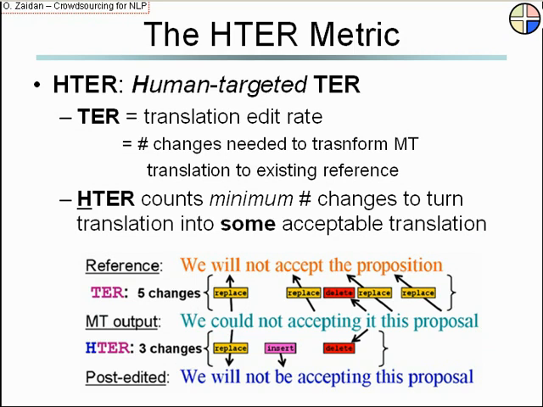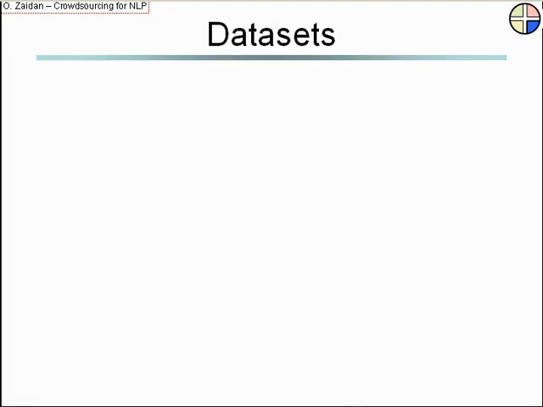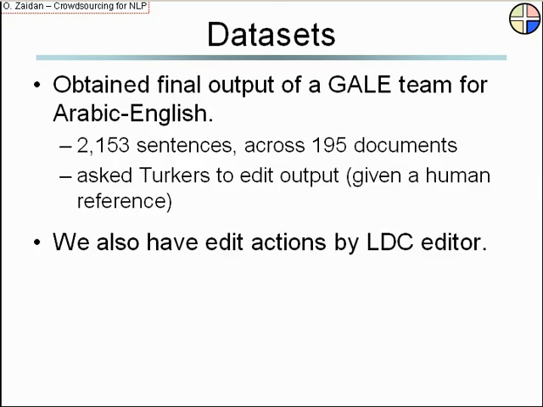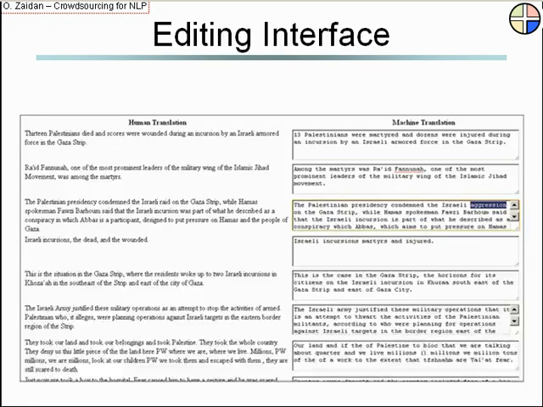Now, computing HTER requires somebody to perform these edits, which requires you to hire human editors and train them. And so we tried to do this on Mechanical Turk. We got our hands on some interesting data. We got the final output of one of the teams participating in GALE's Arabic to English evaluation, which was about 2,000 sentences. We asked Turkers to edit the output and gave them a human reference and said, you should match this reference in meaning, but you should make as few edits as needed. And we also have the edit actions by the professional LDC editor, which will allow us to compare how well the Turkers are doing.